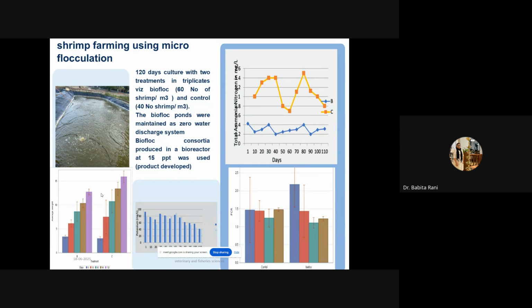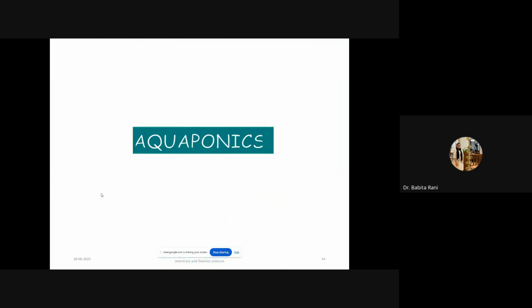And we have attempted at CIC a semi-biofloc culture system for open water culture of shrimp. There also we have found it successful. We have developed our own conditions to do this particular culture. Even without light cutting, it was working very well. So these are some of the glimpses of biofloc, and now we'll go into aquaponics.